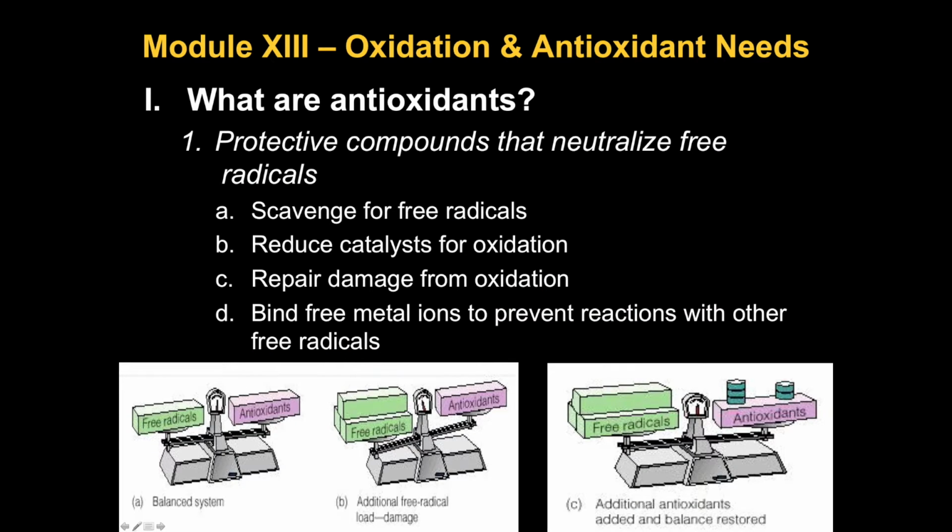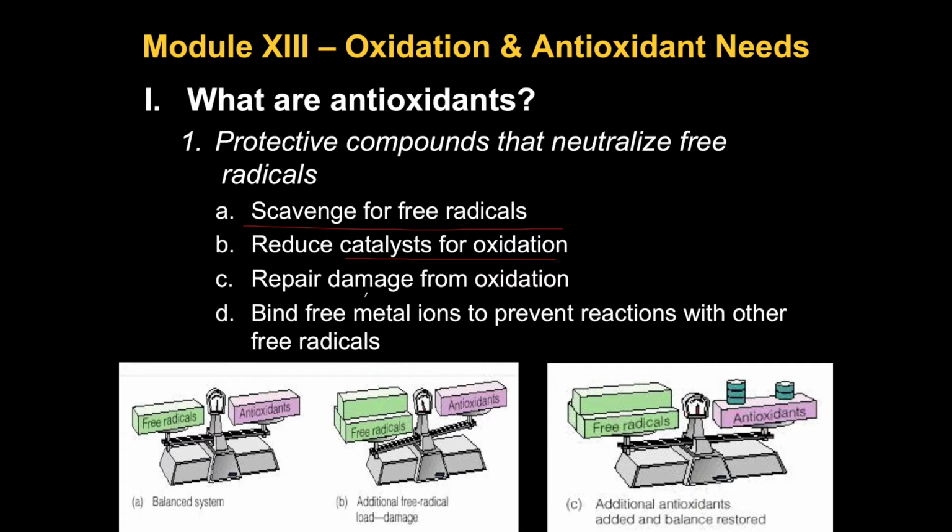This brings us to our antioxidant defenses. So what are antioxidants? Well, as you may have already figured out from talking about vitamin C and vitamin E and glutathione, these are compounds that essentially protect us from free radicals by neutralizing them, by stabilizing those free radicals from doing further damage. And so they act as scavengers in some cases for free radicals. They also reduce the catalyst for oxidation, so the rate at which we produce free radicals can be slowed down by having more antioxidants around.